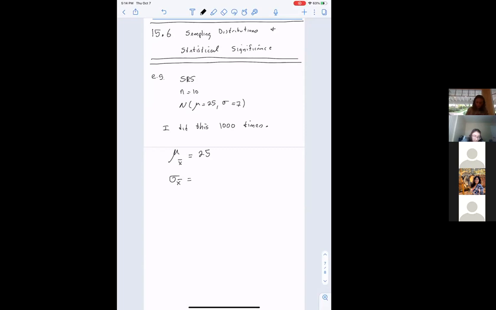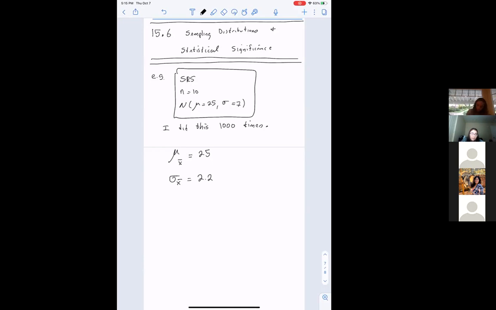Not 7. 7 was the standard deviation of my population. That's one at a time. I'm not taking them one at a time. I'm taking them how many at a time? 1,000 at a time. No, not 1,000, I'm sorry. I do it 1,000 times, but I don't take them 1,000 at a time. I take them 10 at a time, right? That's the n equals 10. My samples are size 10. So my sigma is not 7, but rather 2.2.